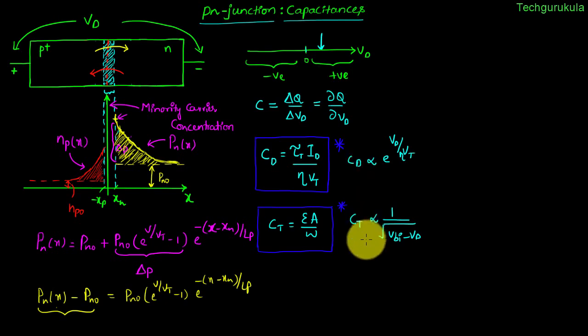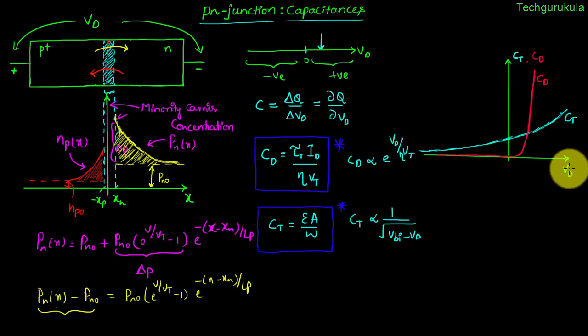Let me plot these two capacitances with respect to VD. The curves for CD and CT with respect to VD would look like this, where in the reverse bias, VD is negative. The dominant capacitance is CT because CD is pretty much 0 in this region. So in general, people call CT also the reverse bias capacitance because that's the dominant one in the reverse bias. Whereas when VD is positive, so when we have forward bias, of course, both the capacitances are present.